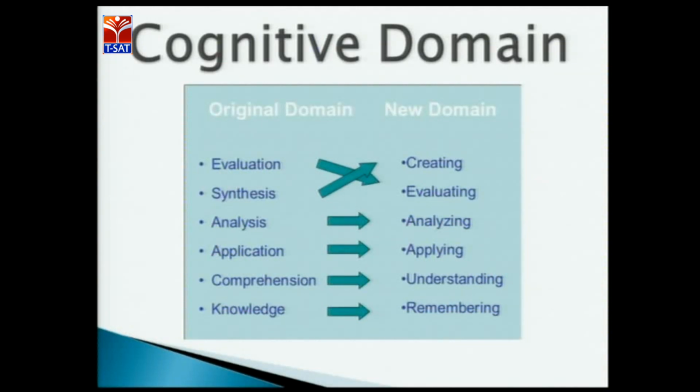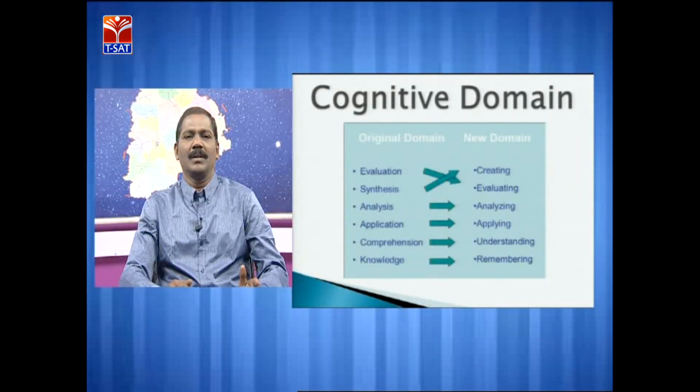This cognitive domain was compiled in the year 1953 and it was published as a handbook of educational objectives, taxonomy of educational objectives. It was published in 1956. And later his own associate Anderson revised it and it was published as a new version, that is revised Bloom's taxonomy.